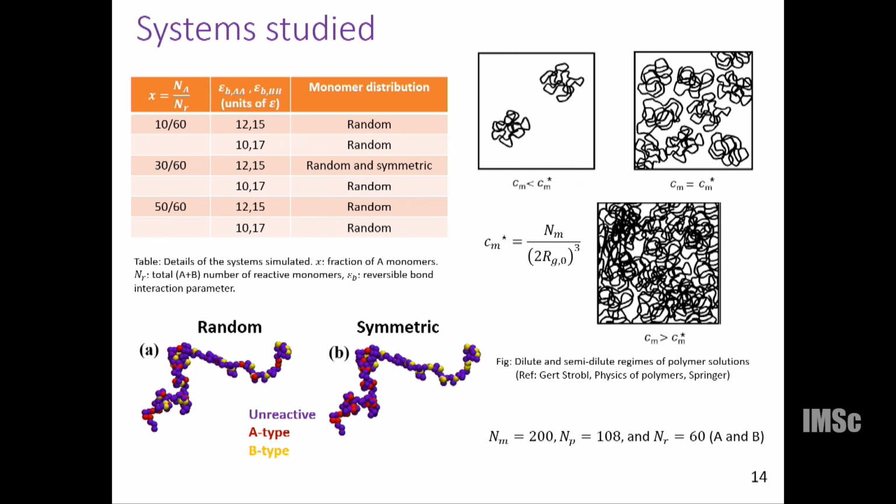Like I am showing here, this A and B can be arranged randomly or in a diblock fashion like this, where the first half of the chain is only composed of A type beads and the second half of B type beads. So we will see how such small variations in the composition can lead to macroscopically different properties.